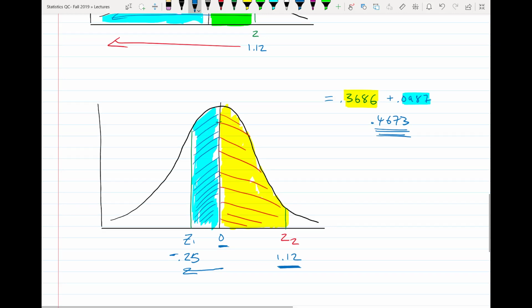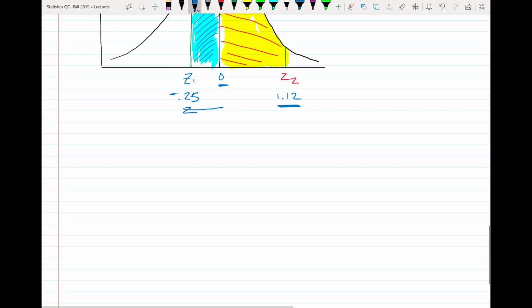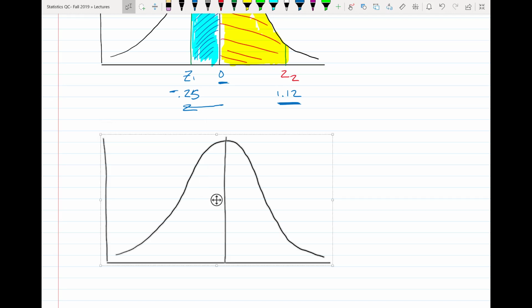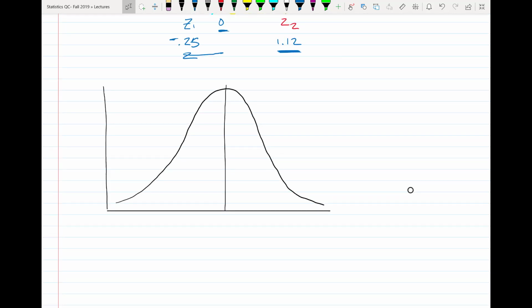Okay, so that's how we figure out that kind of problem. One more type of problem to solve, and these are maybe a bit trickier, although really not that much more tricky. We'll paste our distribution again. This time we are given a proportion, or a percentile usually, and we're asked what is the raw score associated with that.